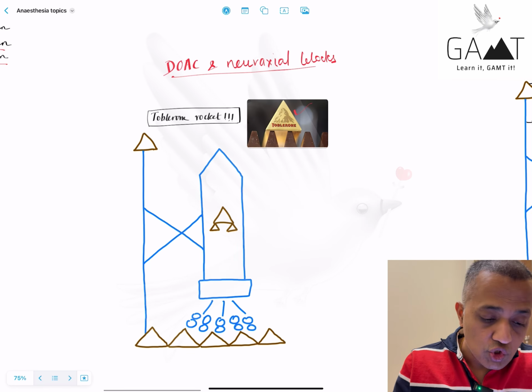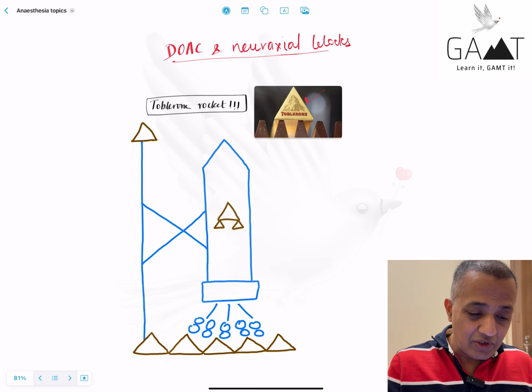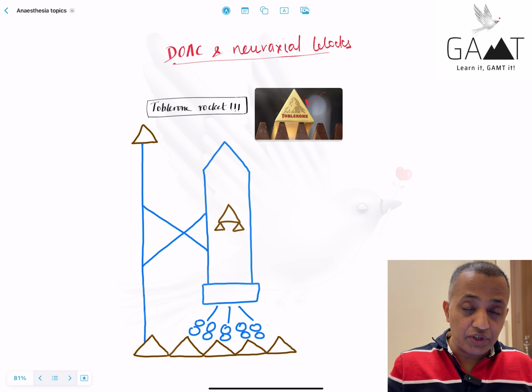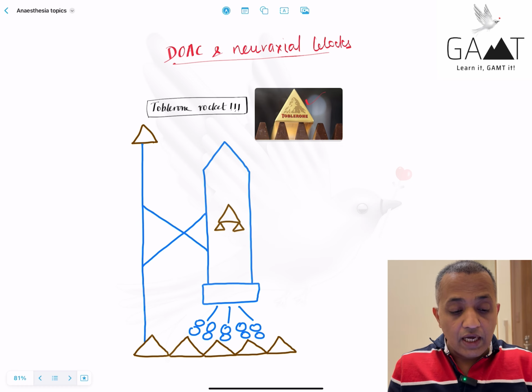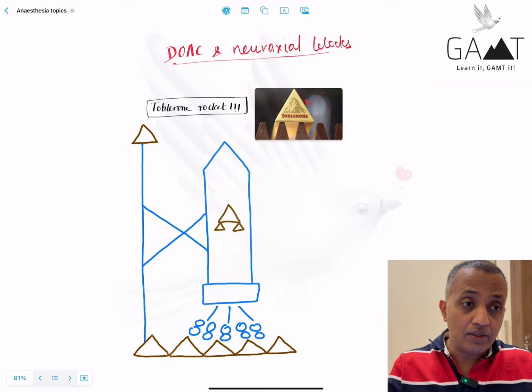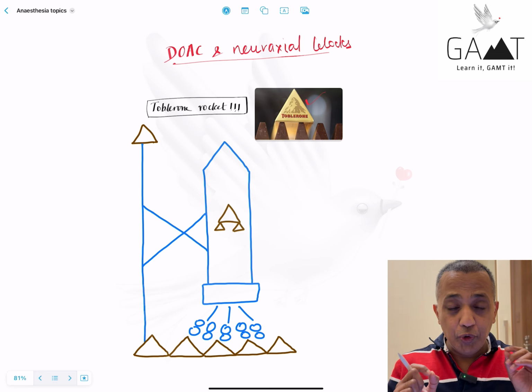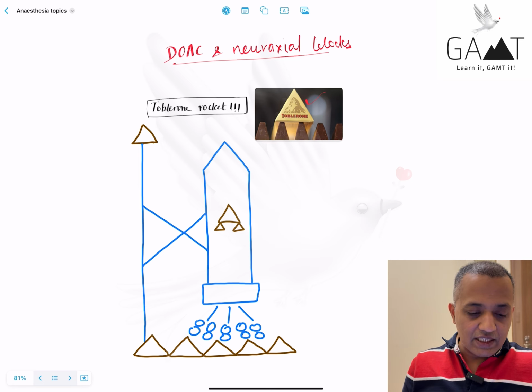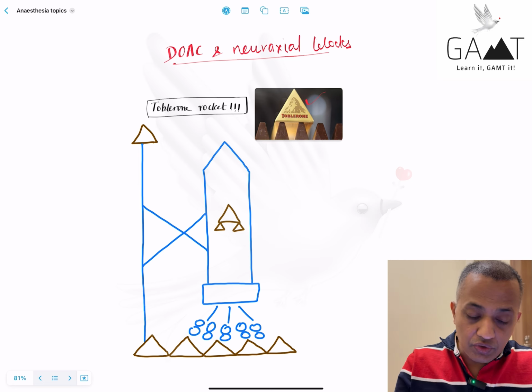Okay. So we have a GAMT, which is a rocket launcher. That's the GAMT we're going for, with direct-acting oral anticoagulants and neuraxial blocks. As I told you before, neuraxial blocks means all the deep blocks, okay? Now, it's not any rocket, this is a Toblerone rocket, right? Fabulous, fantastic. So there are Toblerones everywhere in this rocket if you look closely.